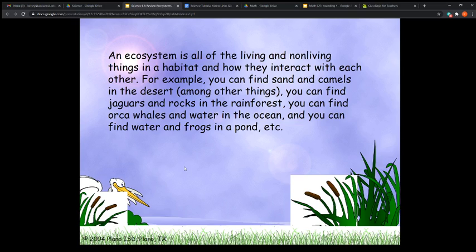An ecosystem is all of the living and non-living things in a habitat and how they interact with each other. For example, you can find sand and camels in the desert, among other things. You can find jaguars and rocks in a rainforest. You can find orca whales and water in the ocean. And you can find water and frogs in a pond.